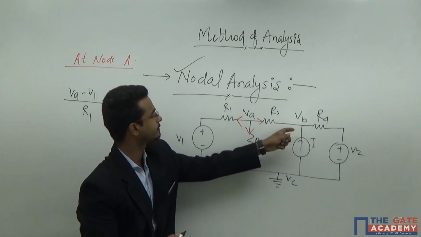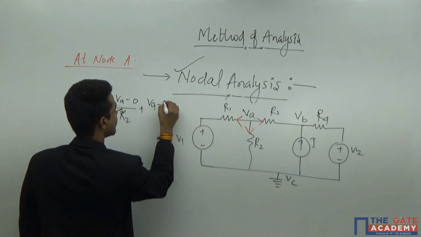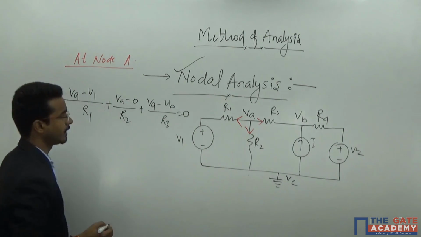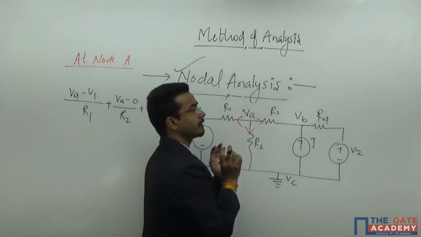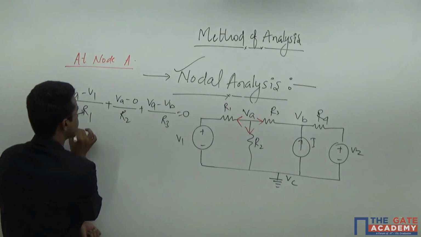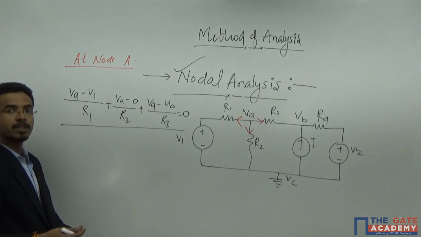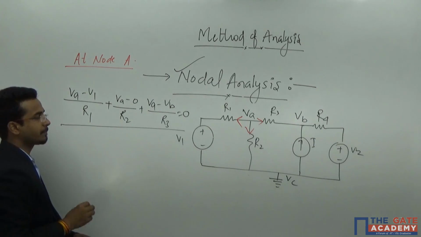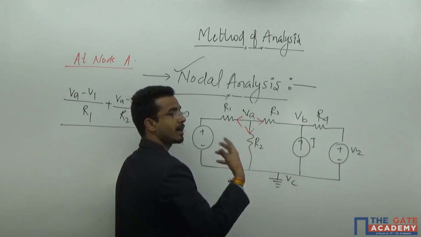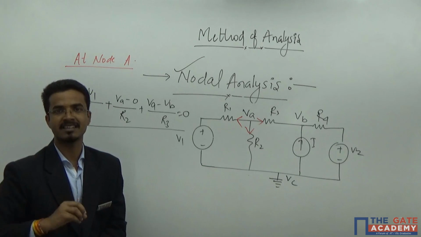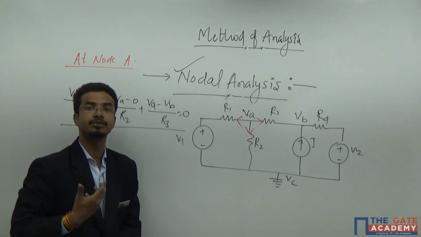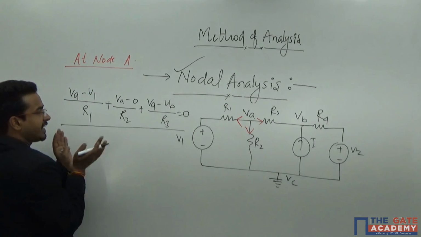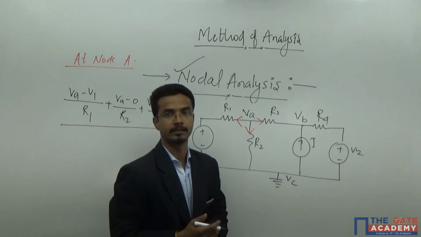third branch, VA minus VB divided by R3, is equal to 0, because no current is incoming toward the node, and this is the KCL I have written. With Ohm's law, I have decided that the voltage divided by resistance is my current. That means the total outgoing currents plus total incoming currents must be 0, because I am using the algebraic sum here. Or you can write it like this: total incoming current is equal to total outgoing current.